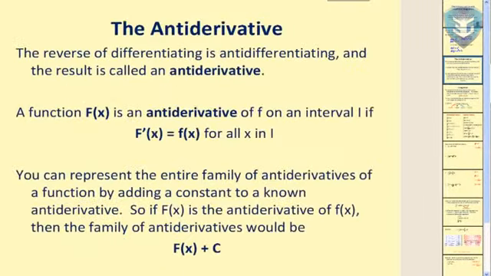Let's formalize the definition of the antiderivative. The reverse of differentiating is anti-differentiating, and the result is called the antiderivative. So we were just finding antiderivatives. A function big F of x is the antiderivative of f on an interval I if the derivative of big F is equal to the original function f of x. You can represent the entire family of antiderivatives of a function by adding a constant to a known antiderivative. This is the plus c we were just talking about. So if big F of x is the antiderivative of f of x, then the family of antiderivatives is given as big F of x plus c.